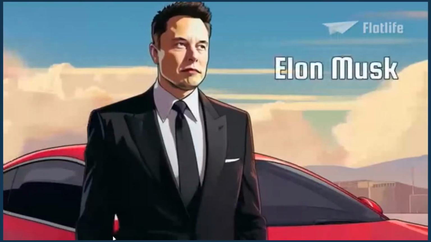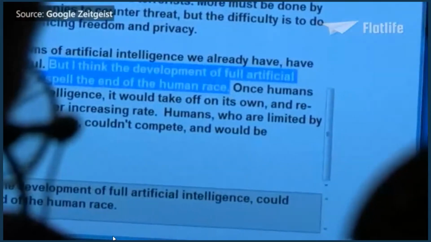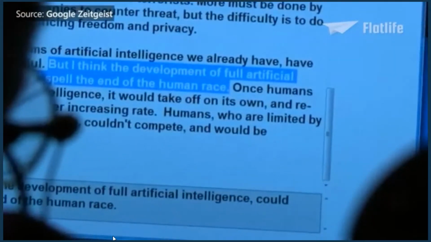In addition to Elon Musk, Bill Gates, Stephen Hawking, and many other big names in science and technology have expressed real concerns over the rapid progression of AI.